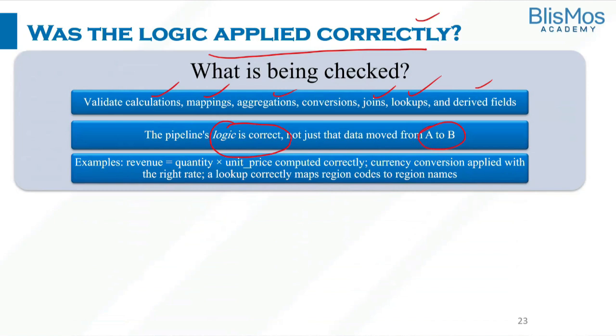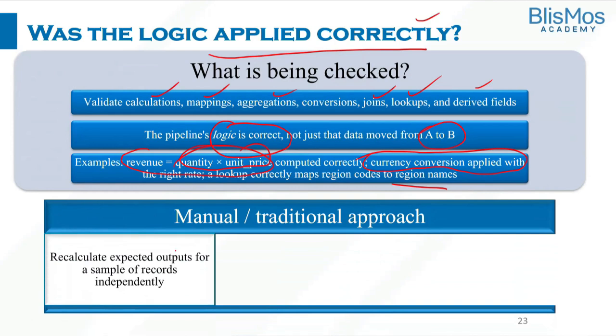For example, revenue should equal quantity multiplied by price. Currency conversion should use the correct exchange rate. A region code should map to the correct region name. All these are transformations. As a part of the transformation validation, we'll check all these things: computations, currency conversions, region codes to region name, any transformation. So traditionally, how would we validate the transformation?